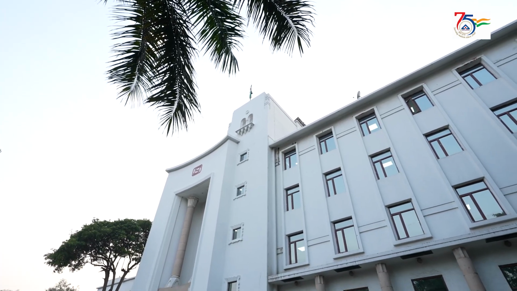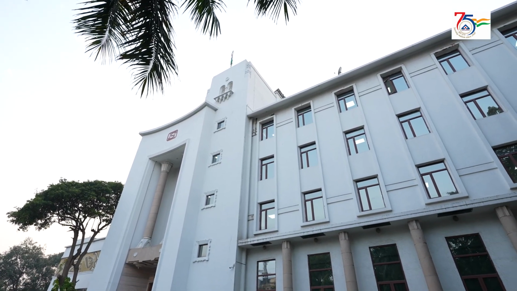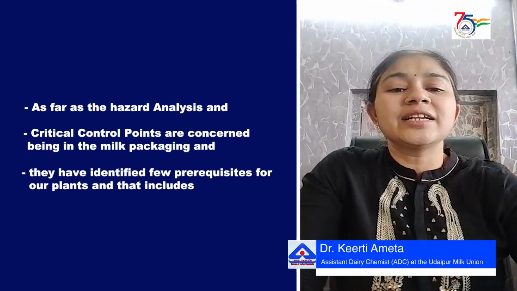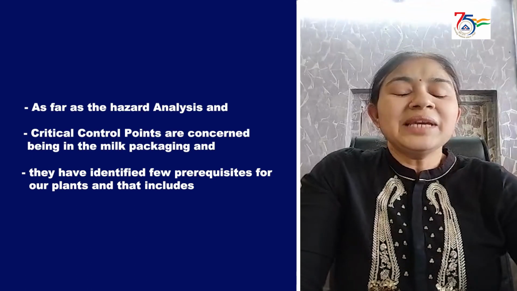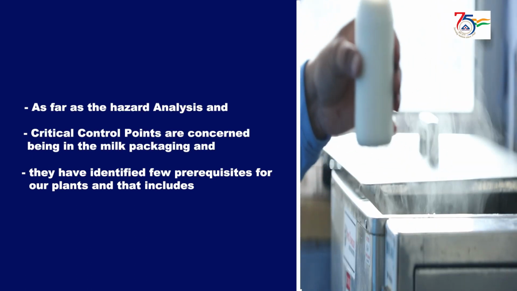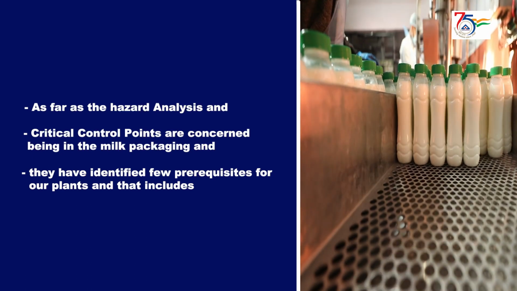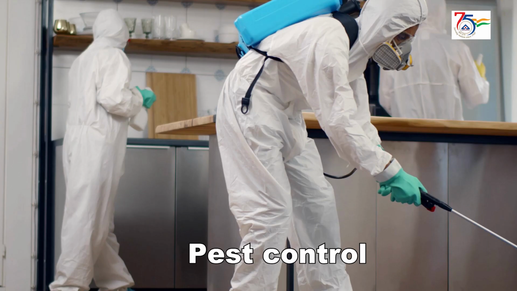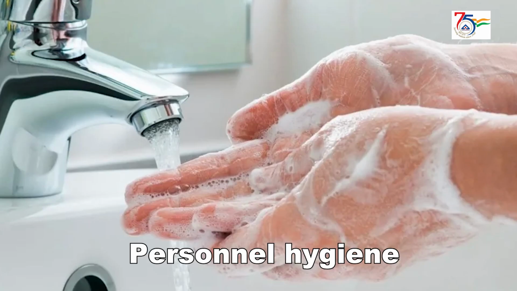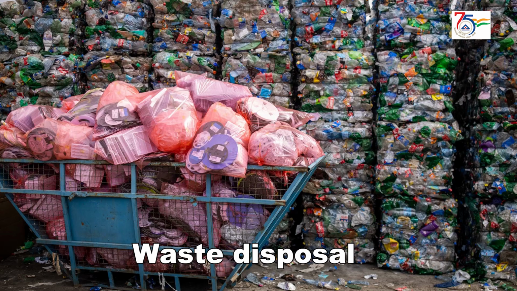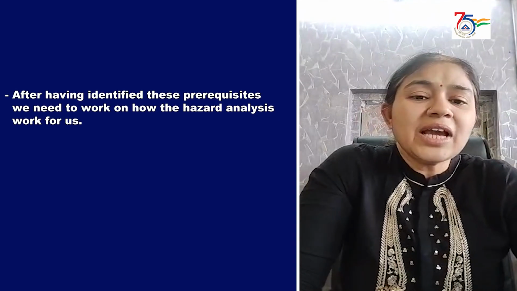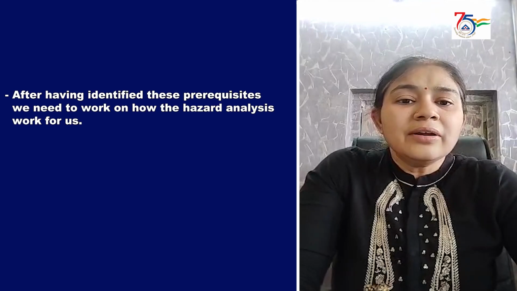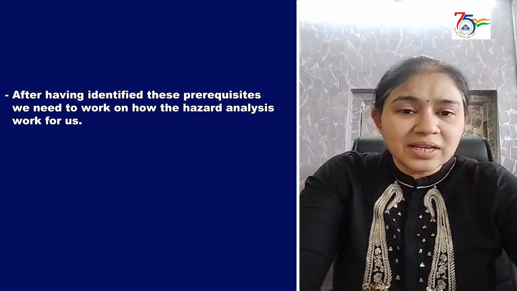We have been in close association with the Bureau of Indian Standards for the past 25 years. As far as hazard analysis and critical control points are concerned, being in a milk packaging and processing unit, we have identified a few prerequisites for our plant, and that includes cleaning and sanitization, pest control, personal hygiene, storage, and waste disposal.